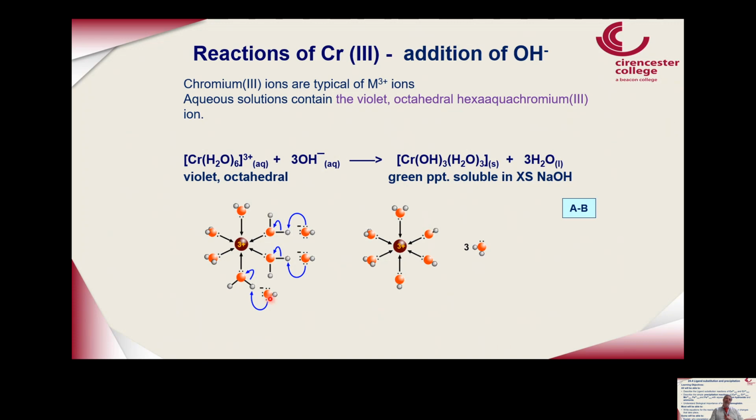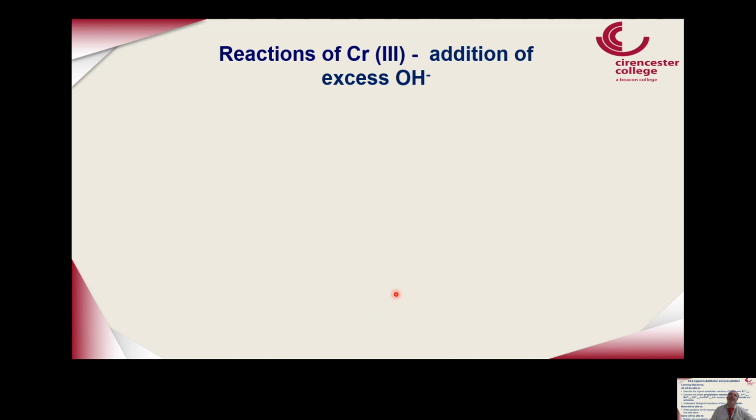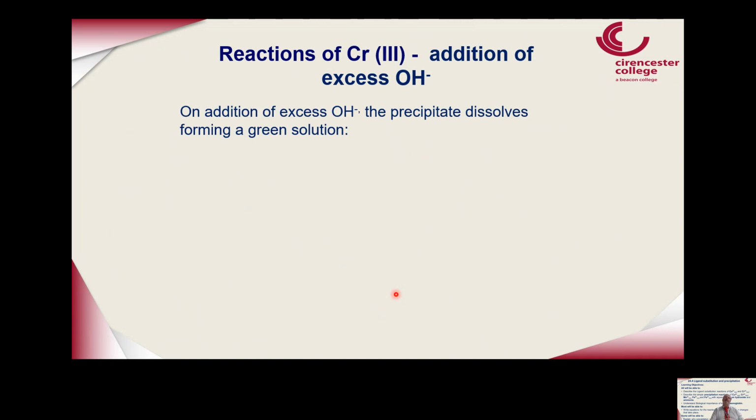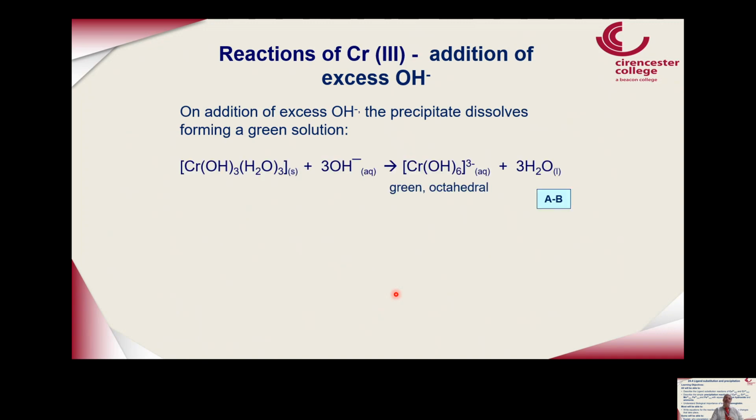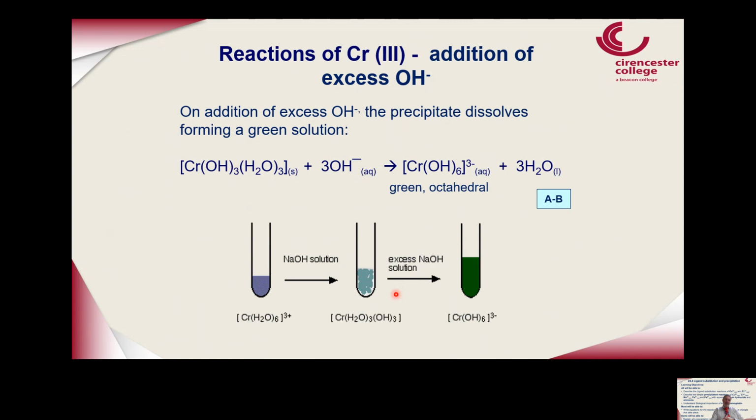If we add hydroxide, the hydroxide will pull the hydrogen off and form water molecules. So we've got a water molecule here, and therefore we're left with hydroxides on here, here, and here. Now if we add excess hydroxide, the precipitate dissolves, and we get a green solution, which is octahedral, where all the OH minuses have gone on. And we can see that visually there.